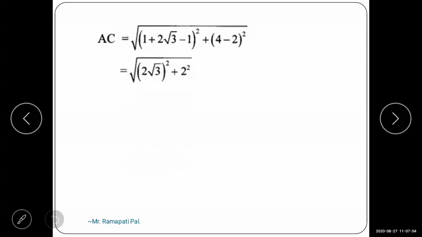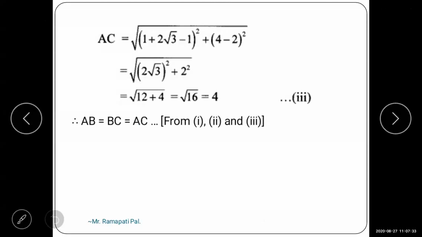So root 16, because 16 is a perfect square, the value is 4. It is our equation number 3. From equations 1, 2 and 3, we know that AB is equal to BC and BC is equal to AC. Okay? All the three sides are equal now?